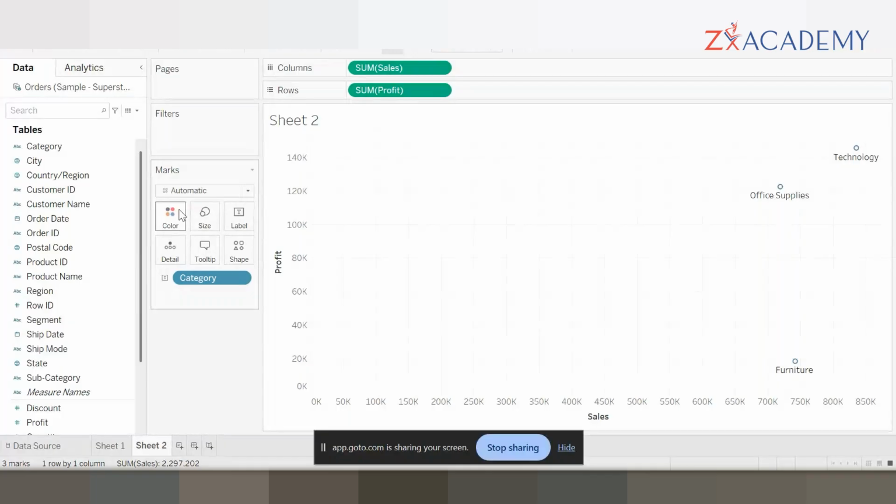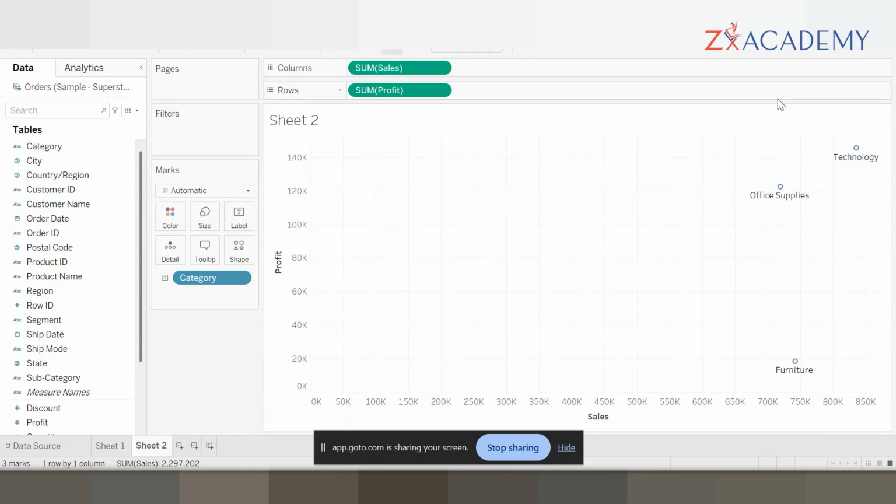When we talk about a scatter plot, it is mainly a plot used to compare two measurable values, like sales and profit, or discount versus profit, discount versus sales. So I want to do a kind of comparison, so we use this. It is mainly used to show the correlation between the two measurable values.